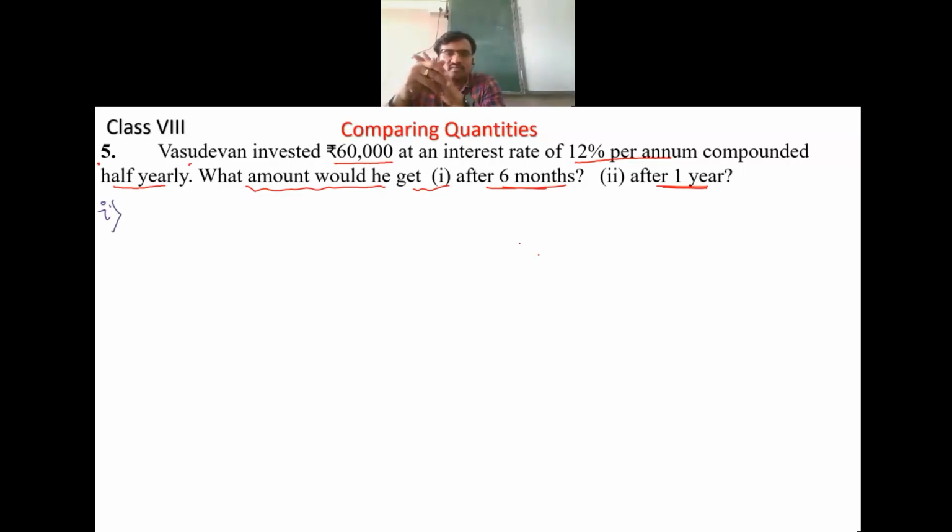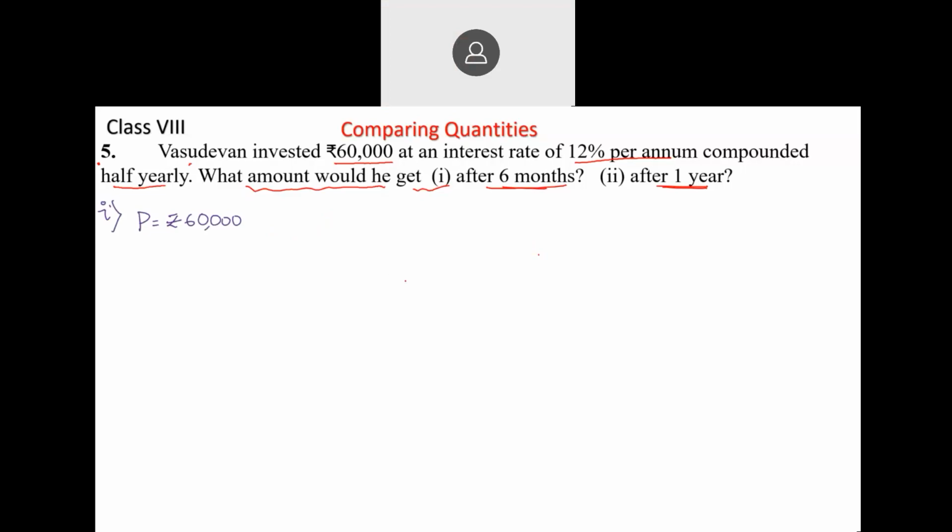Sir, shall I tell the answer, sir? How do we calculate? Sir, first for 12% we should divide by 2, sir. We'll be getting 6%. Correct. We will multiply 60,000 into 1 plus 6 by 100 for 6 months. Sir, there is a direct formula, sir. We can do the time period. 60,000 multiplied by 1 plus rate upon 200 to the power 2n, sir.